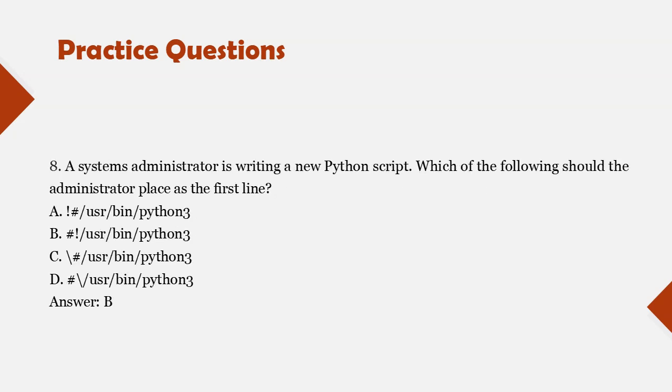8. A systems administrator is writing a new Python script. Which of the following should the administrator place as the first line? A. Hash usr bin python3. B. Hash usr bin python3. C. Hash usr bin python3. D. Hash usr bin python3. Answer B.